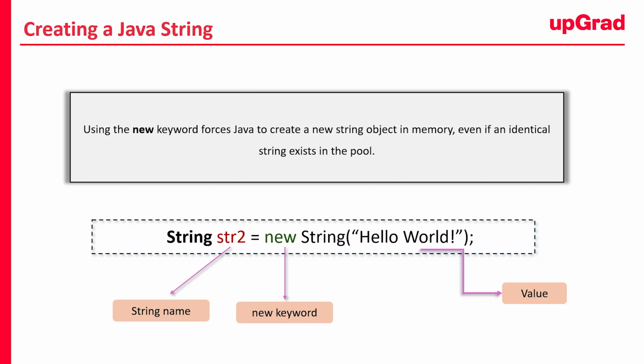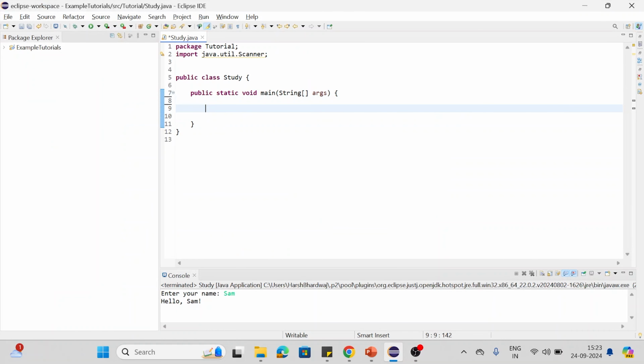I've shown you two methods. Now let's do a simple example in Java to make you understand it better. Alright, so this is our Eclipse IDE. Here we'll be doing a simple example of string. We'll be taking an input also and then displaying the name and whatever we want to display. Alright, so it will be a simple example.